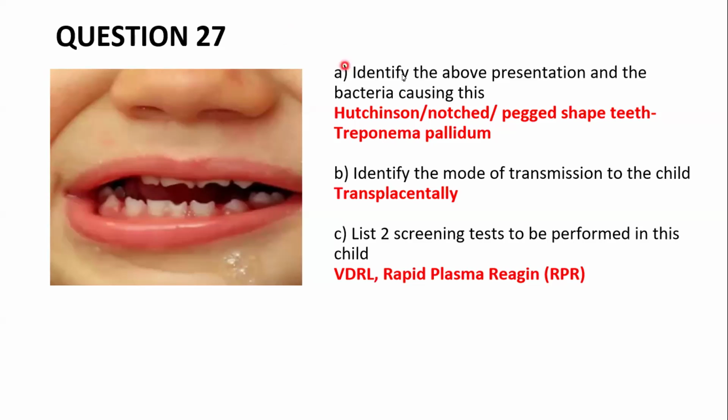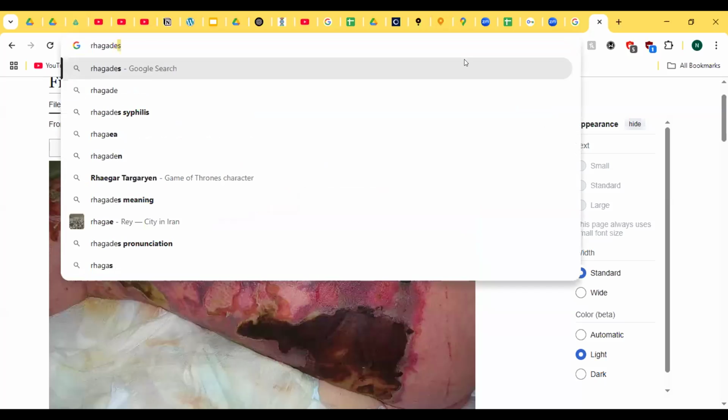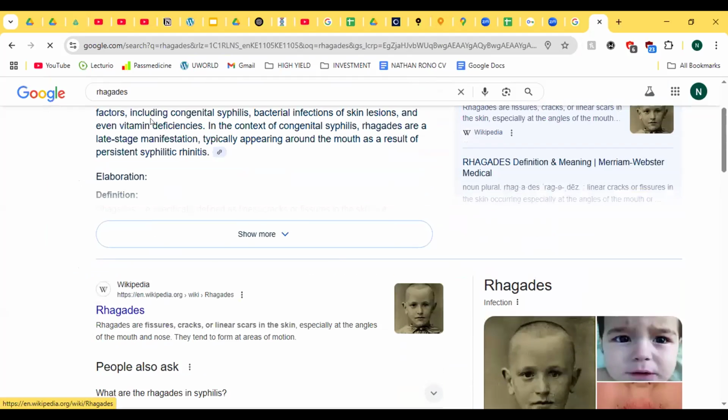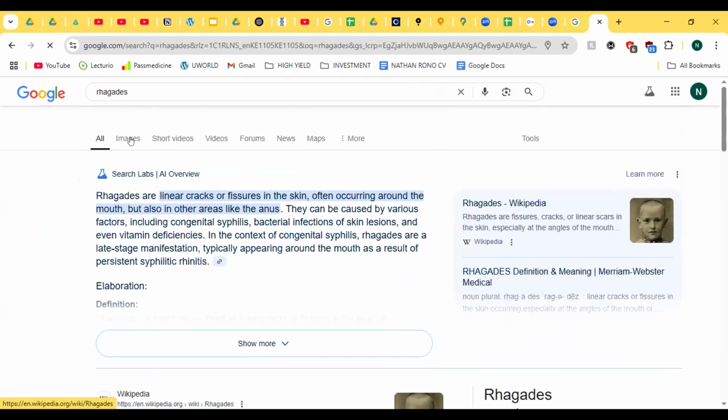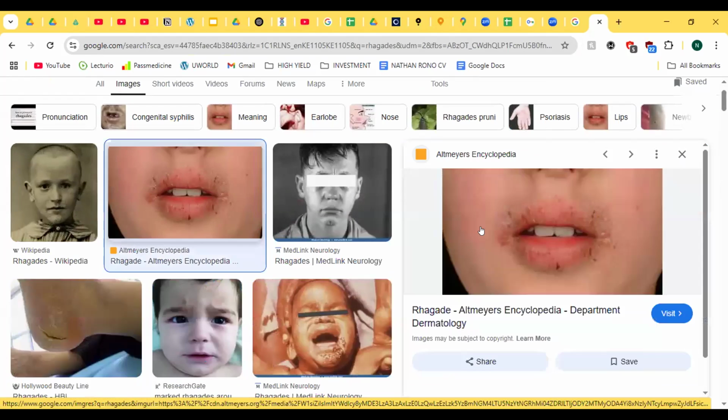Rhagades, yes, Rhagades is there. See these things, we need to see pictures because it's a spot and they can bring them for you. I hope you can see my screen. It's a feature of congenital syphilis. Now, can you see the angle of this mouth?